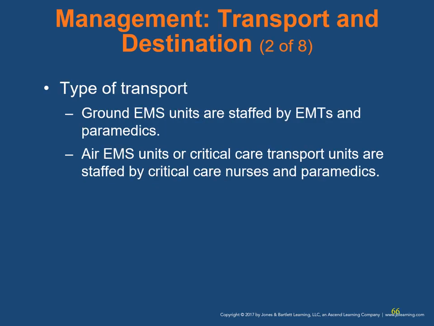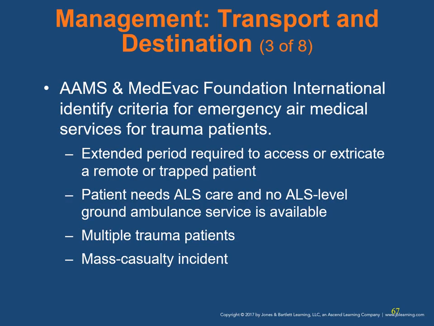Type of transport. Modes of transport ultimately come in one of 2 categories: ground or air. Ground EMS units are staffed by EMTs and paramedics. Air EMS units or critical care transport units are staffed by critical care nurses and paramedics. The Association of Air Medical Services, AAMS, and Medevac Foundation International identify the following criteria for appropriate use of emergency air medical services for trauma patients.